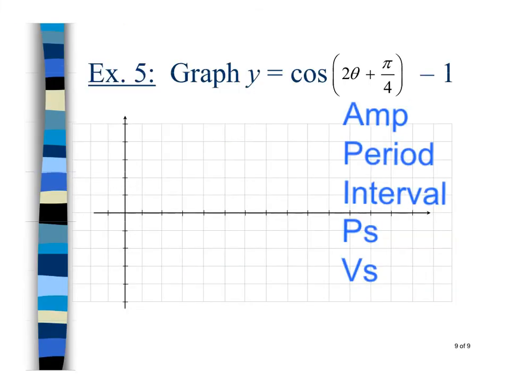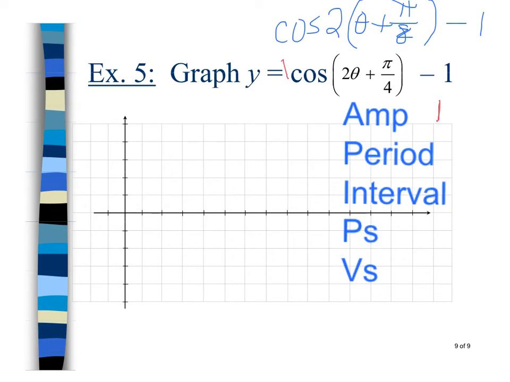Now we're on to example 5. You will see the graph is y equals cosine of 2 theta plus pi over 4 minus 1. Because you have a 2 theta, you're going to need to pull that out. So you can go ahead and say that that's going to be cosine of 2 times theta plus pi over 8, minus 1. And you definitely want to check yourself because 2 times pi over 8 will give you the pi over 4. So your amplitude now is going to be 1 because that's the 1 right here.